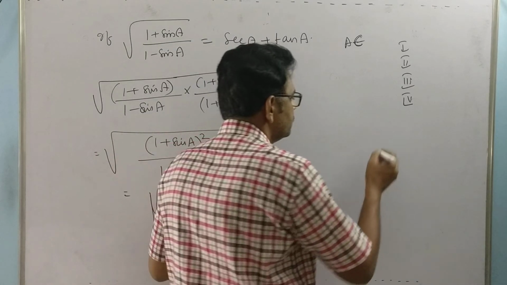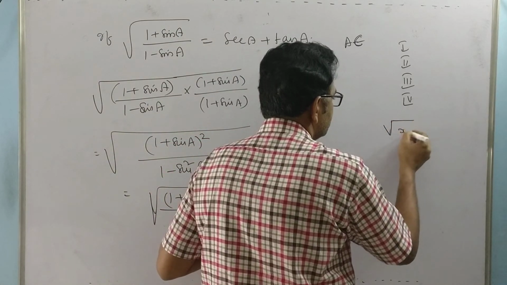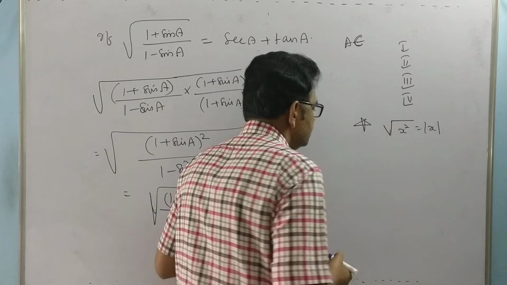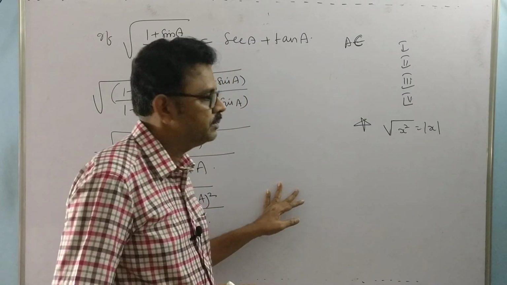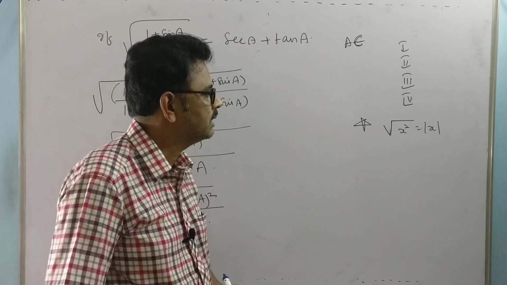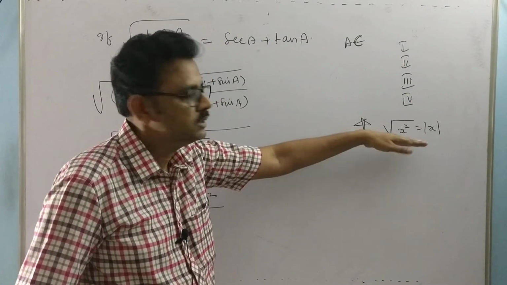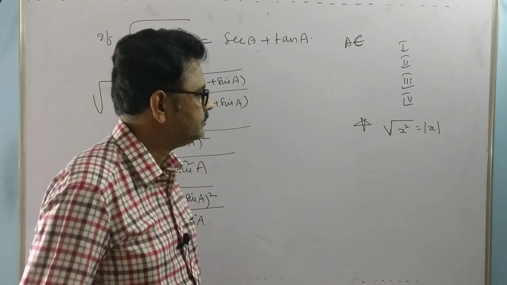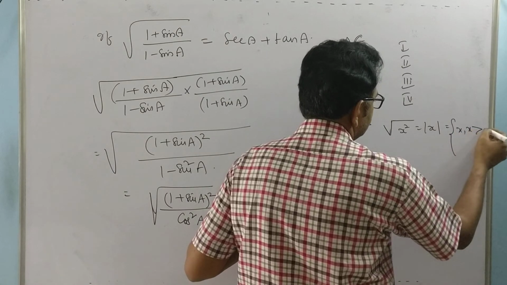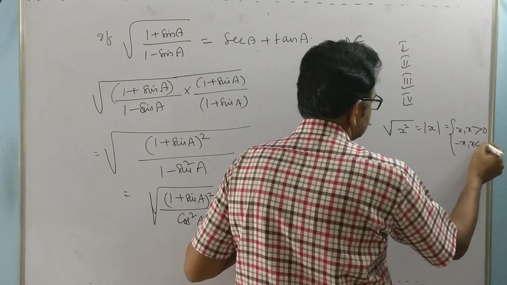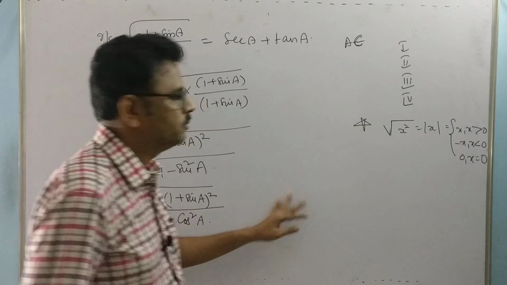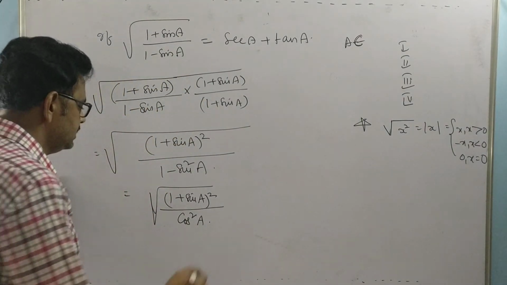So I already told in the very beginning classes regarding mod x, root of x square equal to mod x. This is very important in the algebraic identities. We discussed this point, and also we have done a number of problems on this in initial classes. Once you go through your notes or the starting videos, where mod x equals plus x if x is greater than 0, minus x if x is less than 0, and 0 at x equal to 0. Root of x square is mod x.